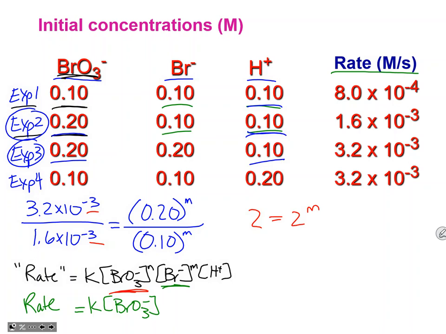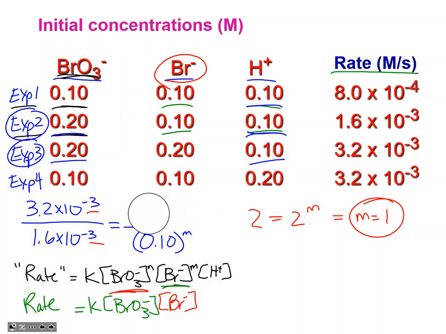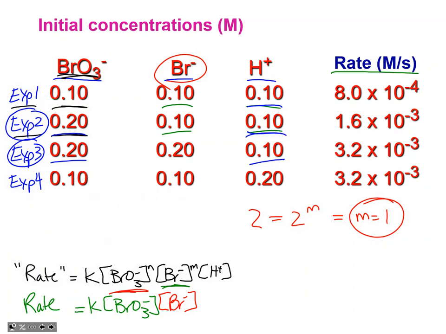So what is going to be the order of reactant for our bromide? That's also going to be m equals 1. So the bromide is just going to be to the first as well. Now let's look at the hydrogen. Finish this up here. What two experiments do I want to use for my hydrogen, where the other two are not changing? One and four? 1 and 4 looks good to me.